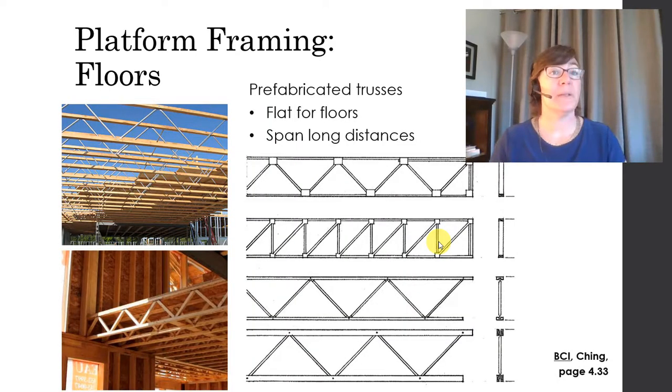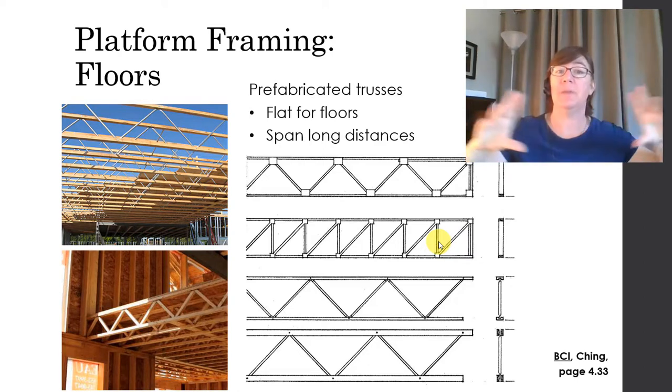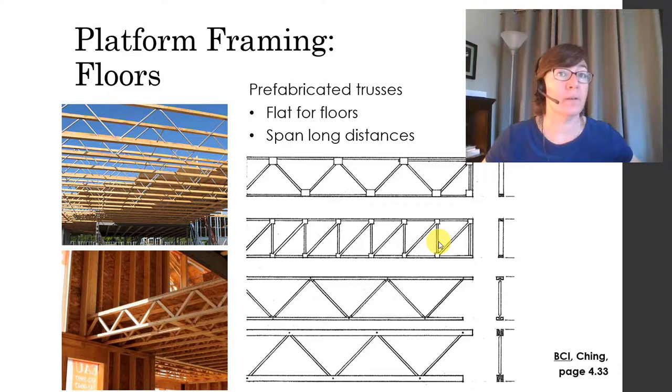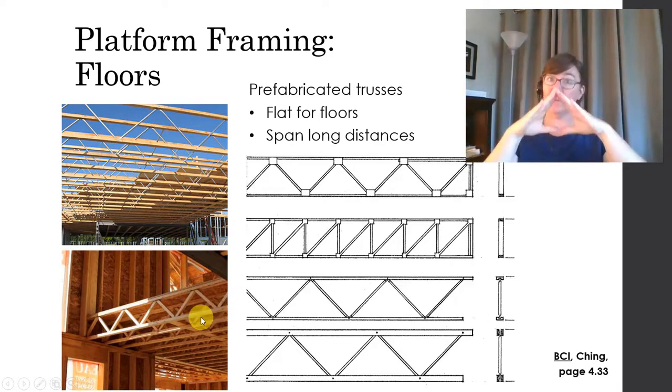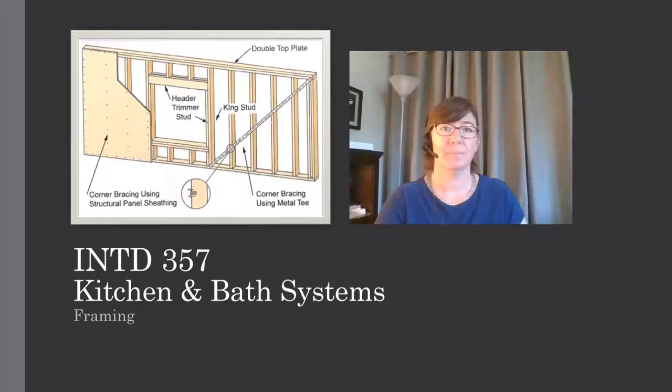You might also see prefabricated trusses being used for floors, especially if you need to span a longer distance. They're a little bit more common in multi-family homes rather than single-family residential. All right, and they look like this. They're flat on the top and bottom, unlike roof trusses. Roof trusses are often angled, but floor trusses are flat.